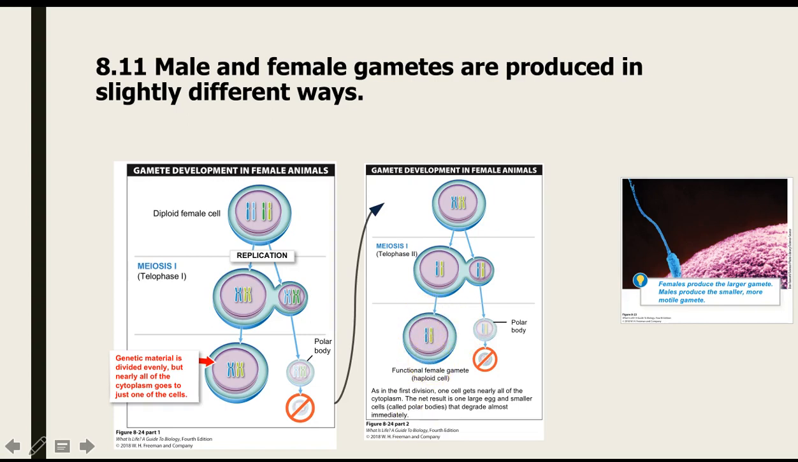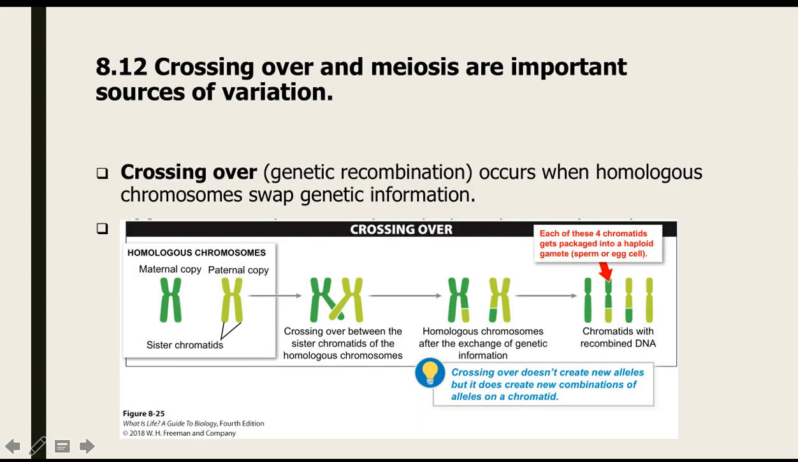So males and females do make their gametes differently. There are a couple of other things I want to talk to you about with meiosis, including that I want to focus in on that crossing over thing. So crossing over is a really big deal. It doesn't seem like it at first. It's just like, well, why is this maternal chromosome swapping DNA with this paternal chromosome? And we'll get to the whys in a second.